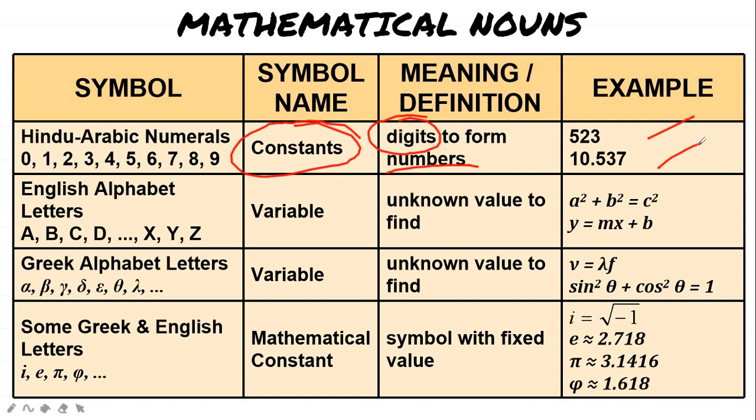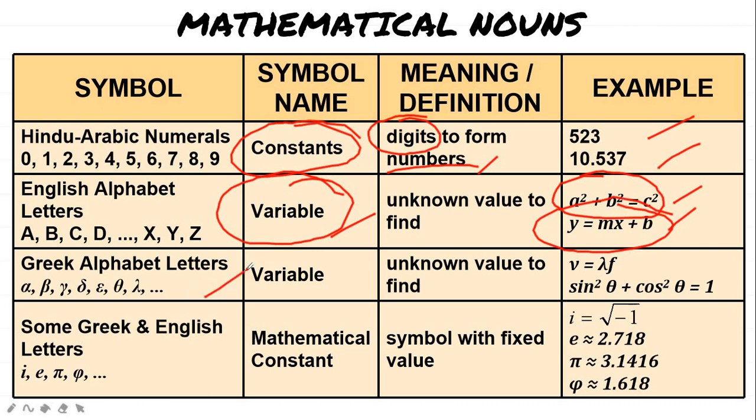So those are examples of Hindu Arabic numerals combined to form numbers. Next, we have the English alphabet letters. I know that you are familiar with English alphabet letters. These are variables. Variables are used to represent an unknown value. Variables can be seen in our examples, wherein we have a squared plus b squared equals c squared, or y equals mx plus b.